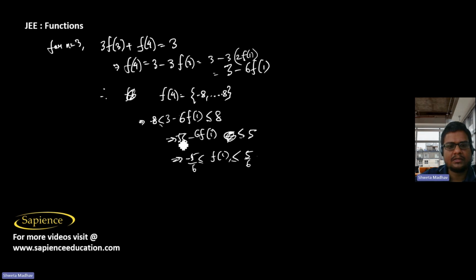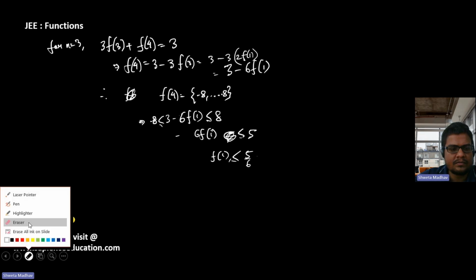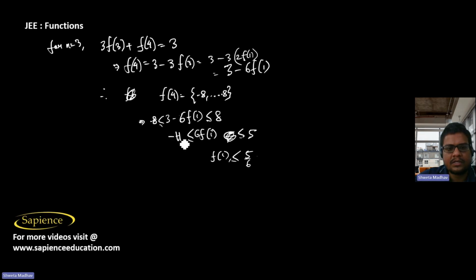If you do -3, so this will be actually -11. Sorry, this is wrong. This will go from -11 to 5. So f of 1, that will go from 11/6 to -5/6. So f of 1 should belong to -5/6 to 11/6, and all intersection with all the integers.